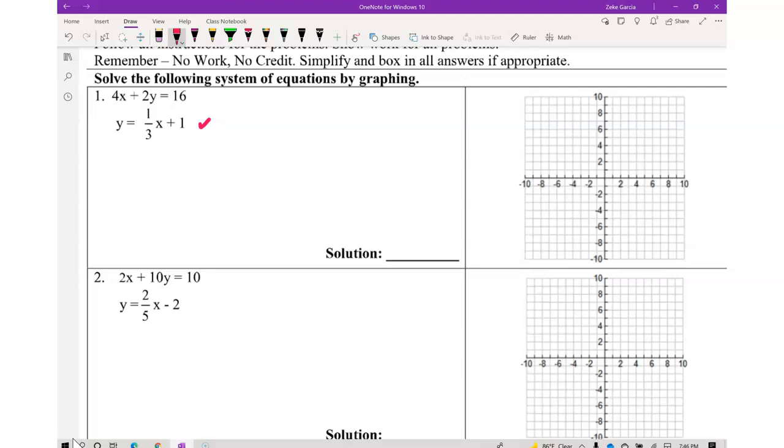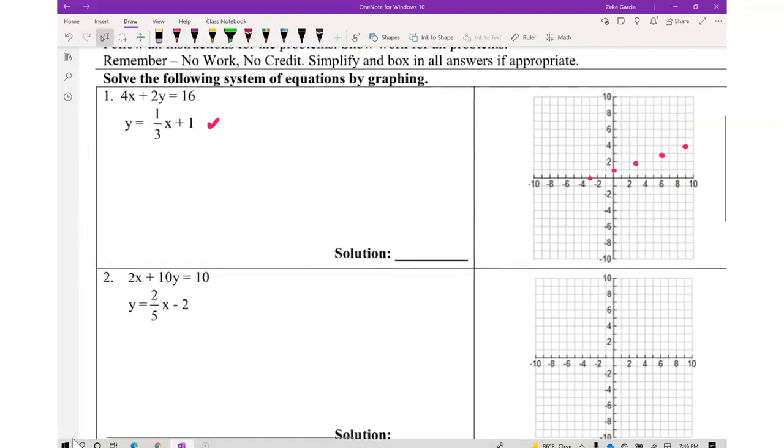So we have a y-intercept of 1. You're going to go up 1 over 3. You can also go down 1 and then go to the left 3 places. Go down 1, 1, 2, 3. And I'm going to go ahead and connect the points.